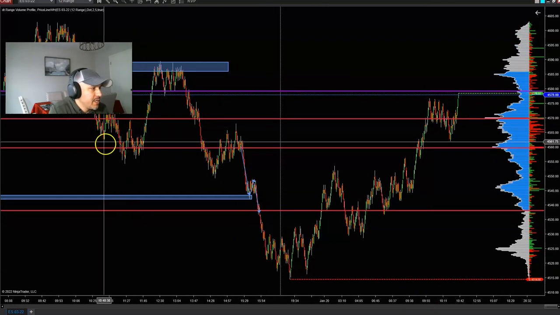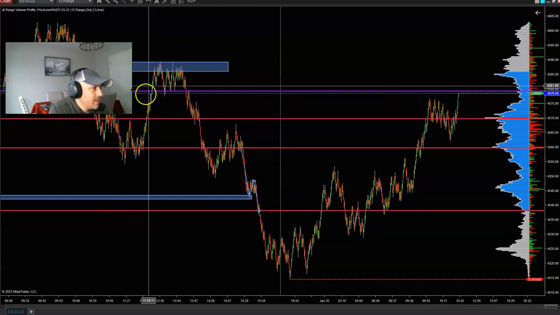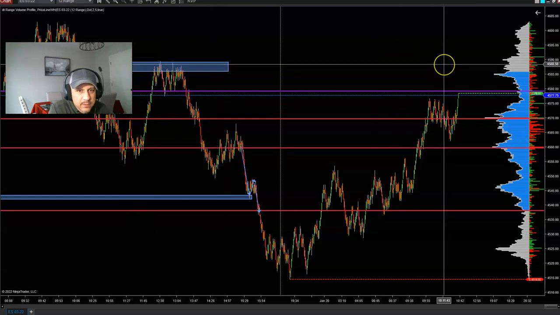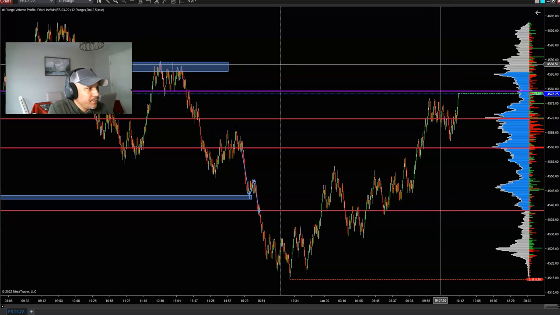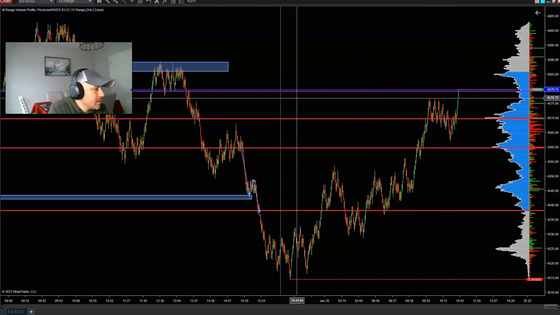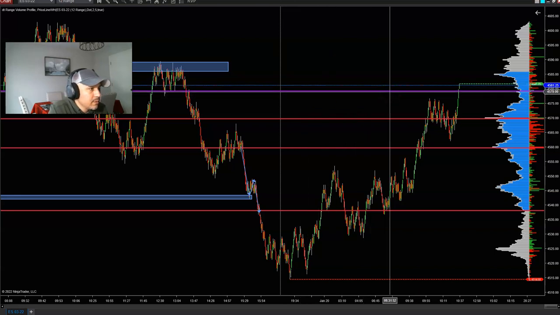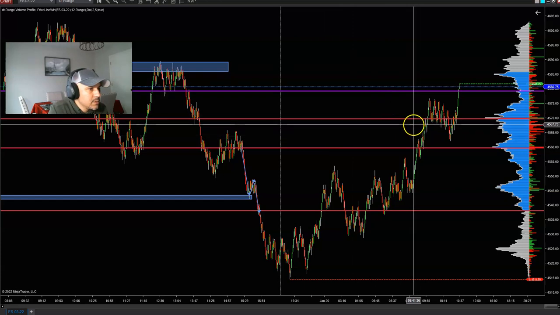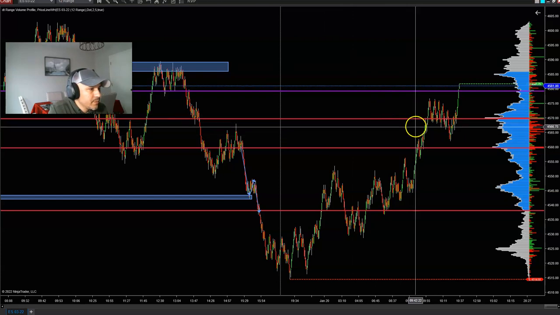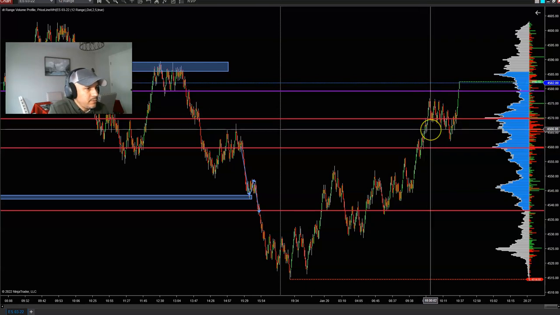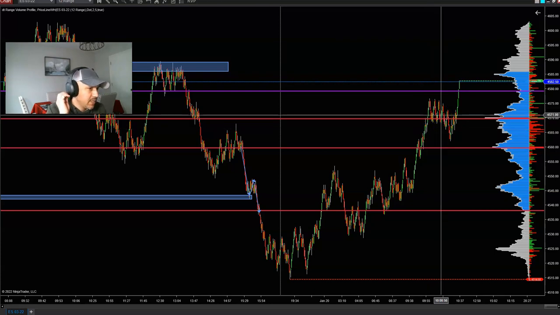This here was a major swing to the downside, pulling back and then pushing lower. So this area right here. Let's see what happens. Price is still trying to break higher.